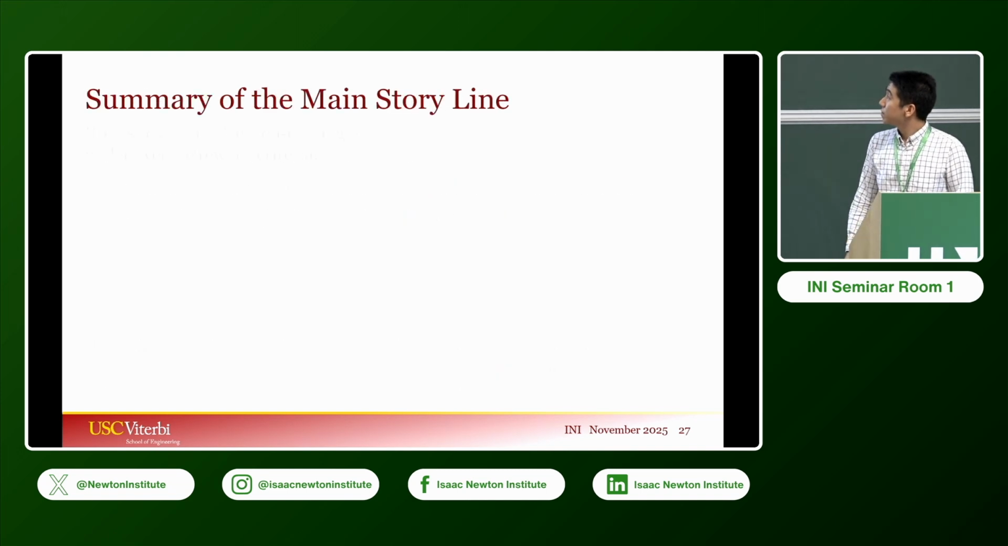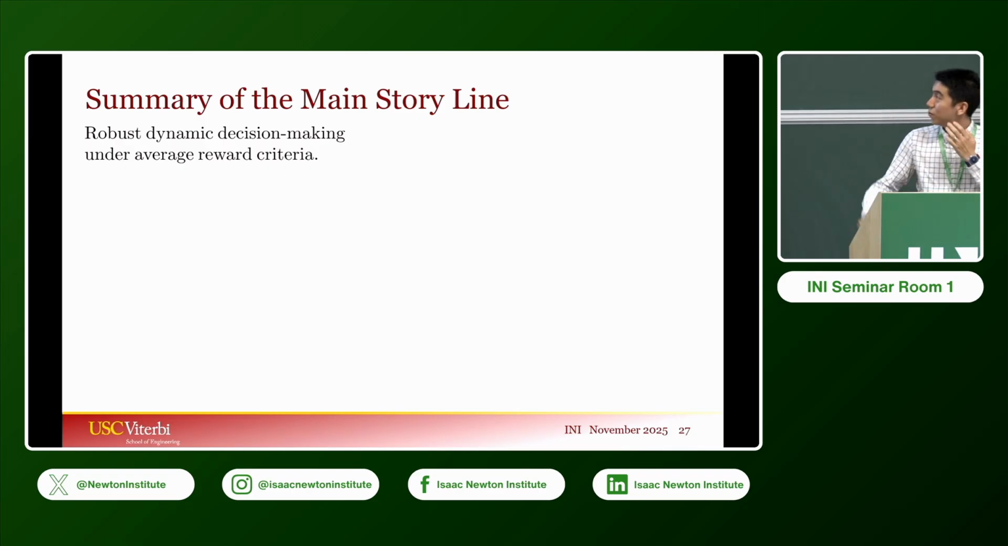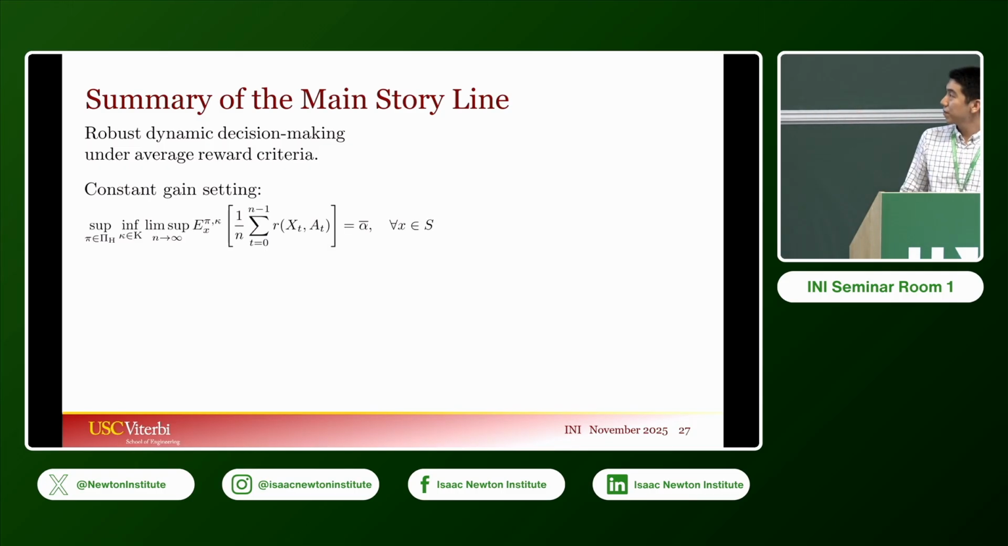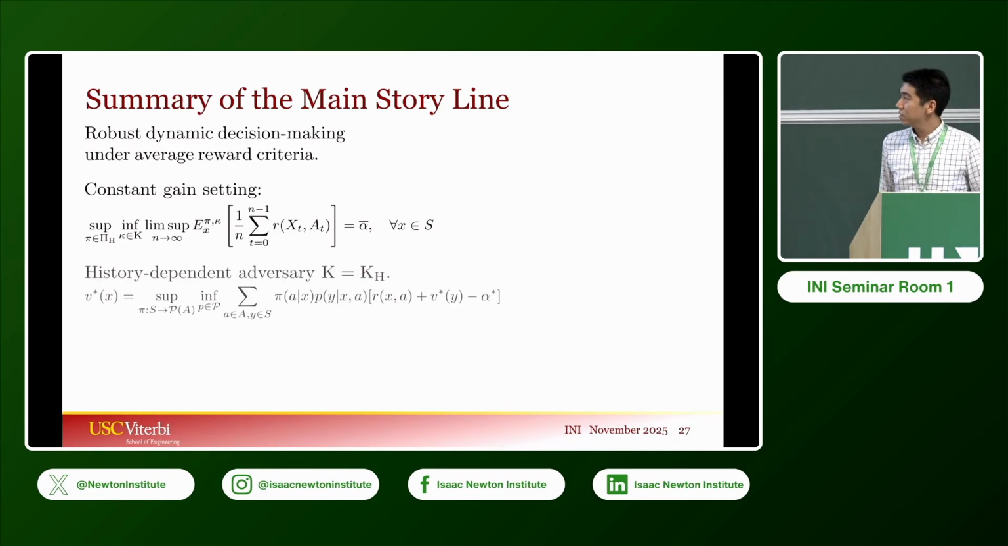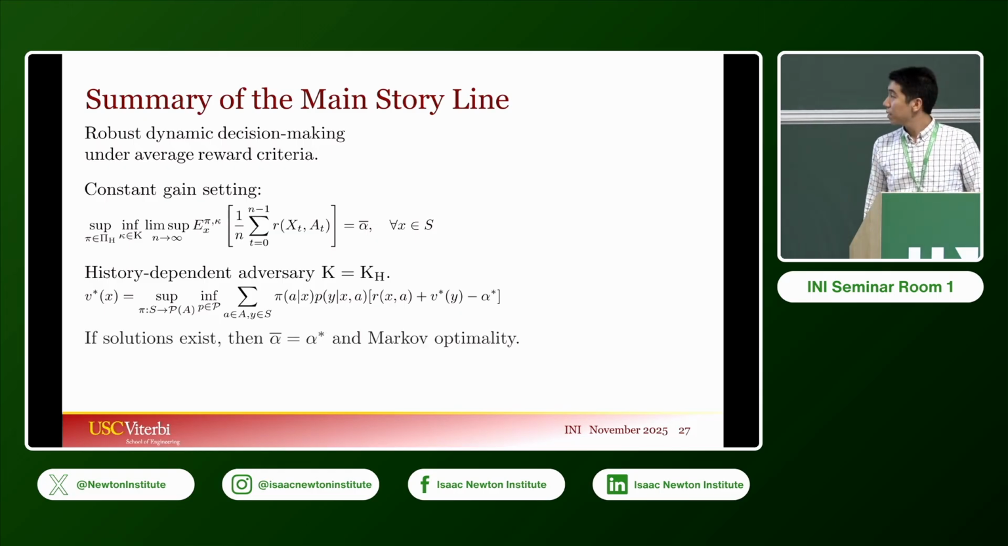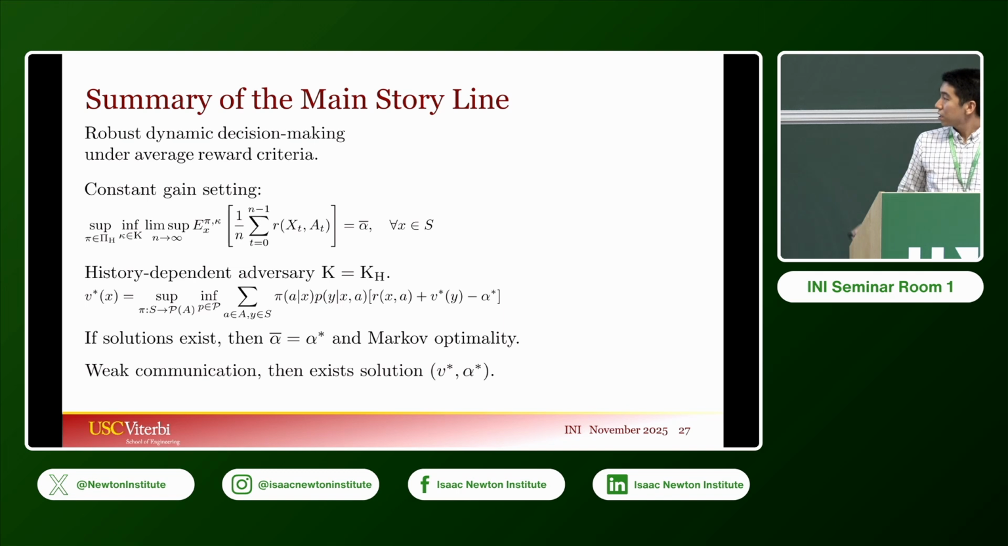Since my time is up, let me wrap up what we have discussed today. We want to have a robust average reward Markov decision process under the average reward criterion. We discussed the constant gain setting, and we showed that under the history-dependent adversary, if there exists a solution, then that solution gives you a dynamic programming principle. On the other hand, we also showed that under weakly communicating assumptions, such a solution does exist.